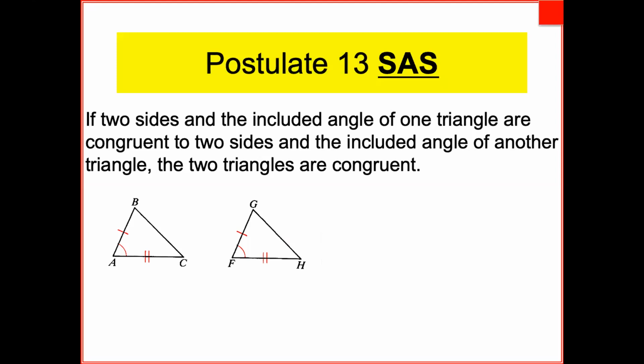Now, they're going to use words that we just used for our definitions. It's going to say if two sides and the included angle are congruent to two sides and the included angle of the second triangle, then the two triangles are congruent. So this one I didn't need to talk about three sides, but I did need two of the sides, and I specifically needed the included angle.